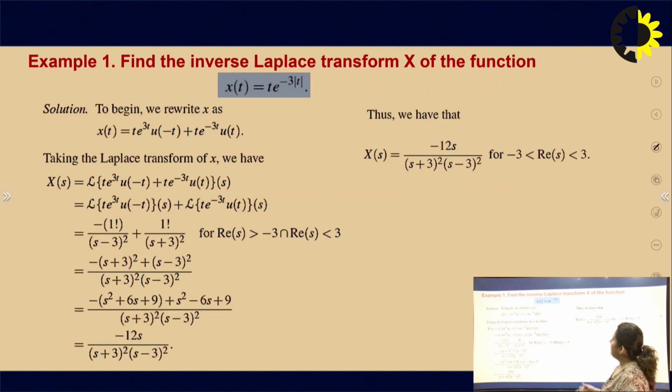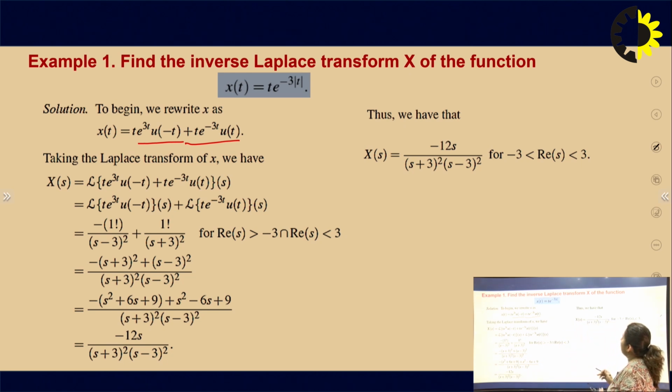Now we have a question: find the inverse Laplace transform of the function x(t) equivalent to t e to the power minus 3 mod t. To begin, we have x(t) equivalent to t e to the power 3t. Same as the earlier question, we use this expression: for t less than 0 it is t e to the power 3t u of minus t, and for t greater than 0 it is t e to the power minus 3t u(t). Now take the Laplace transform, you will get this expression.